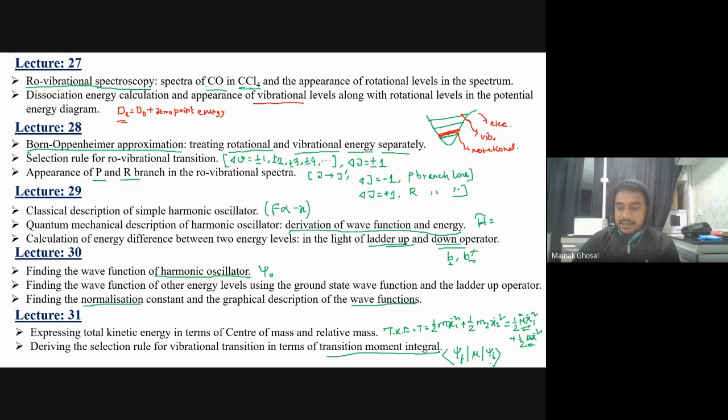Professor Anivan has shown that if you calculate this, you will find that a condition arises: delta n needs to be plus or minus 1. Otherwise, the transition will not be possible. It was also proved using the two ladder operators, ladder up and ladder down, which was very well described in this lecture. So this was the course content for this week.